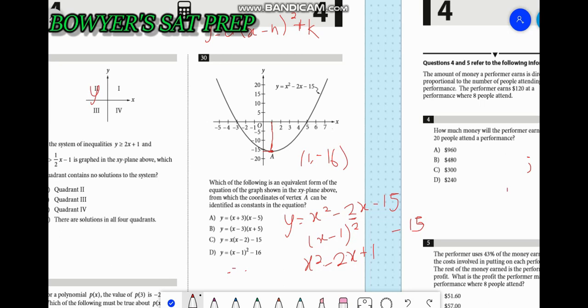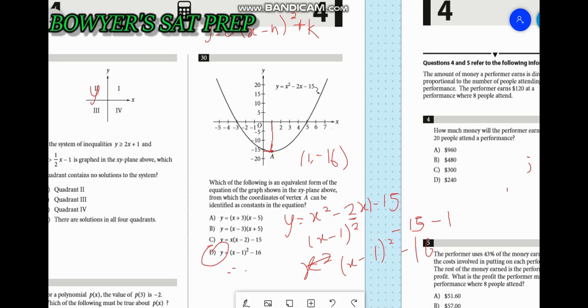Alright, so we are looking for x squared minus 2x, so we have to get rid of this 1. We just subtract this 1 from here, and therefore we get x minus 1 all squared minus 16. And so for the answer, you can just switch, and the answer is 15. Right, so we get other questions and then we solve. So let's move on to the next question.